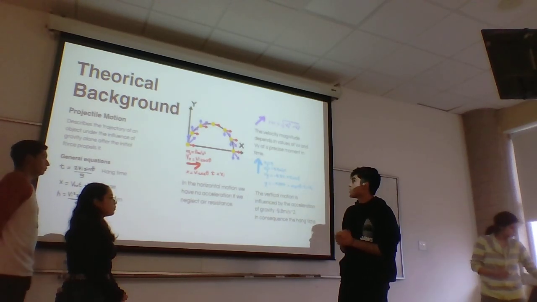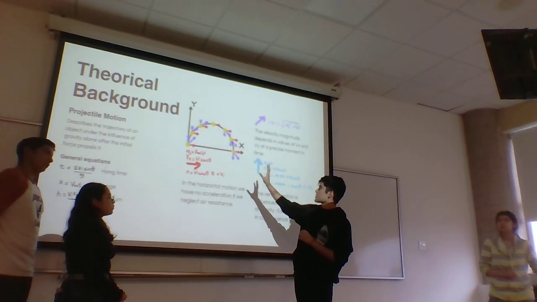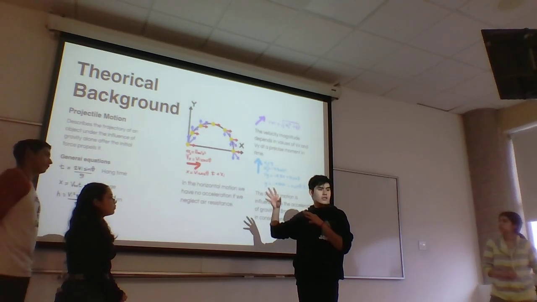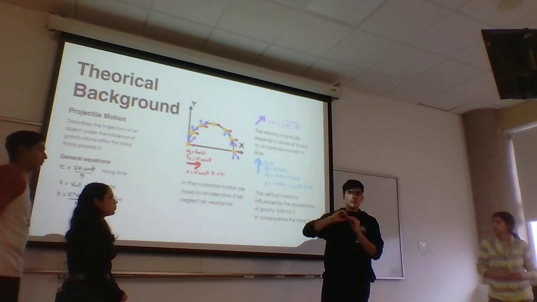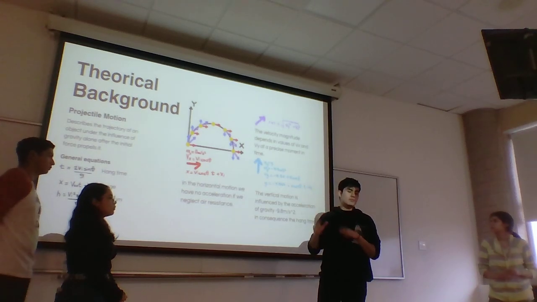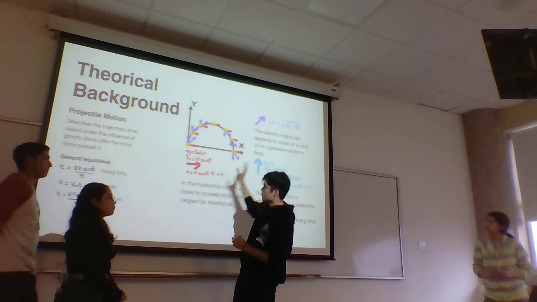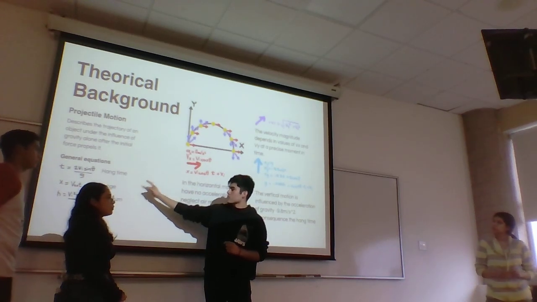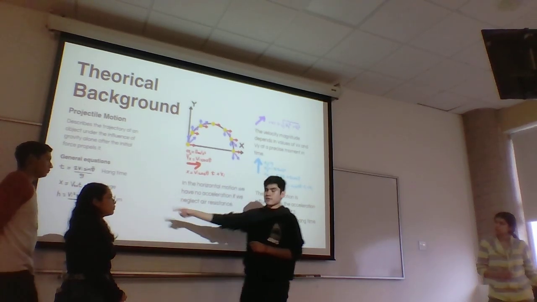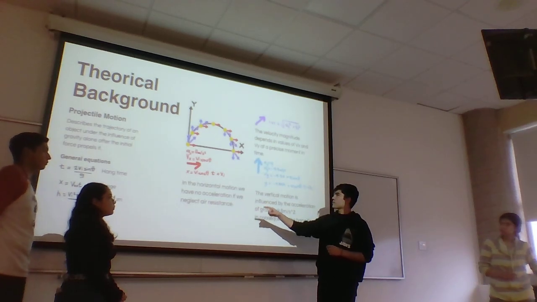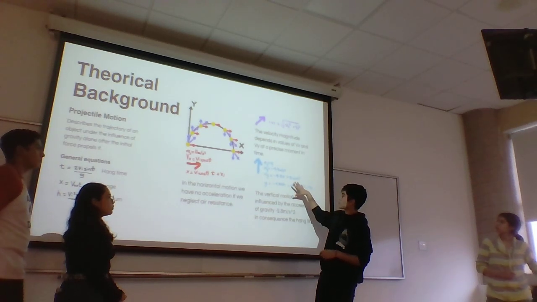In this example, in general, we can describe the motion of a projectile launched with an initial velocity at an angle and affected by gravity. Here we have the general equations, with more explanation of hang time, range, and maximum height. And you could also come up with these ones from these equations.